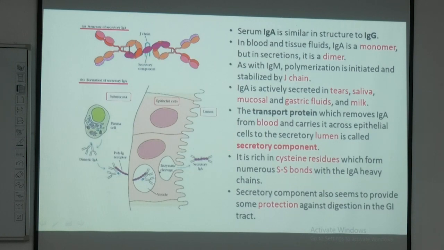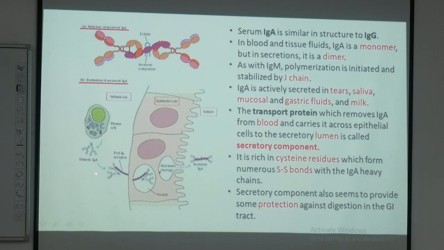So here we can see these are the epithelial cells. These plasma cells are secreting IgA. They are getting attached on the epithelial cells with the help of poly-Ig receptor. They are internalized. There are some enzymatic modifications within the epithelial cells, and when they are secreted into the lumen, suppose the lumen of the GI tract.